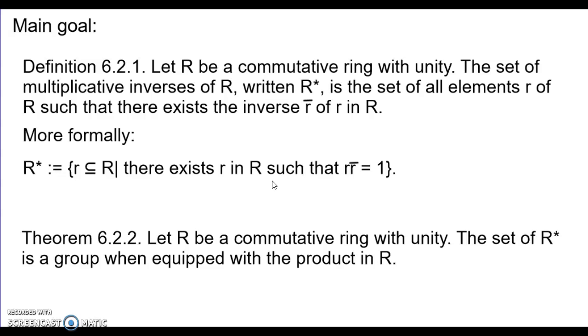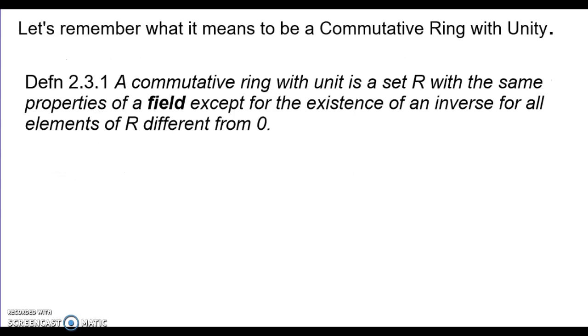Then theorem 6.2.2 says, let R be a commutative ring with unity. The set R star is a group when equipped with the product in R. So as I was thinking through that, I thought, I need to go back and remember what even is a commutative ring with unity specifically. So that goes all the way back to chapter 2.